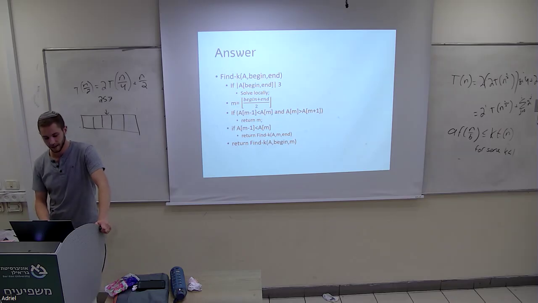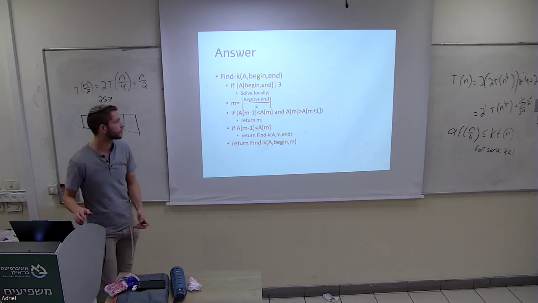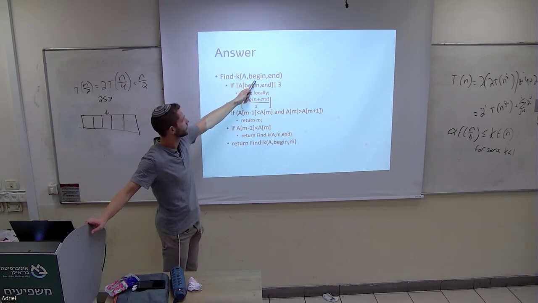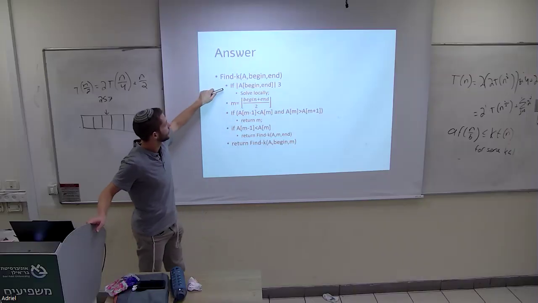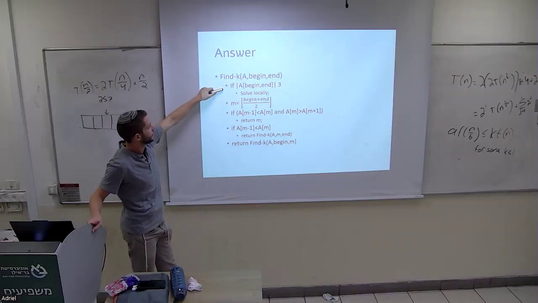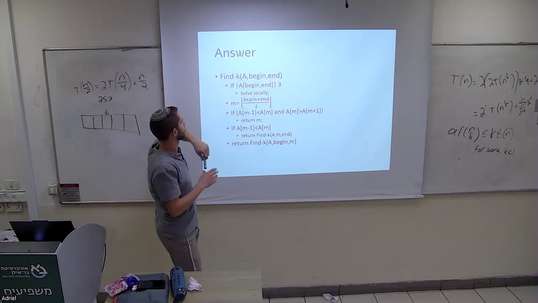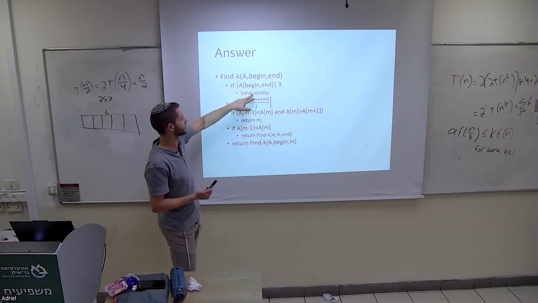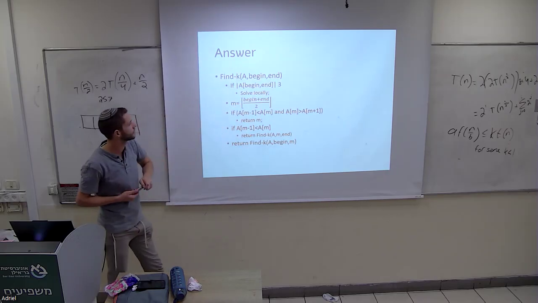Okay. All right, so this is our algorithm. Basically, find k. We have our array. We have the beginning and the end. If the beginning and end is... I don't know. I think it might have been in the translation. I don't know why there's a 3 there.